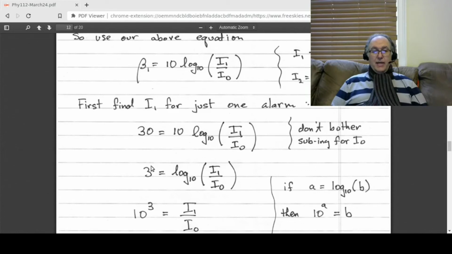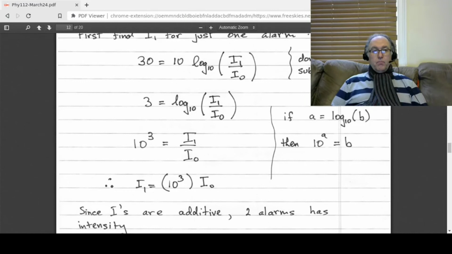Here we have 30 on the one side and 10 on the other side, so we can divide both sides by 10, and we basically get that 3 is equal to the log of I1 over I0. But now you wonder, how do I tease out this I1? And the answer is, well, you exponentiate both sides. By exponentiation I mean take 10 as the base, and then raise it to this number as an exponent. So 10 to the power 3, that's 10 to the 3 right here. And what happens on the other side is you have to remember that log functions and exponentiations are opposites of one another.